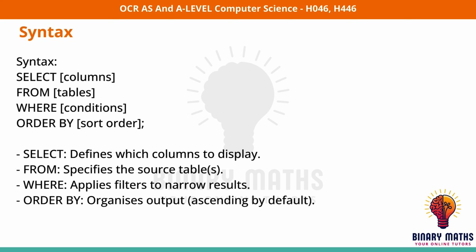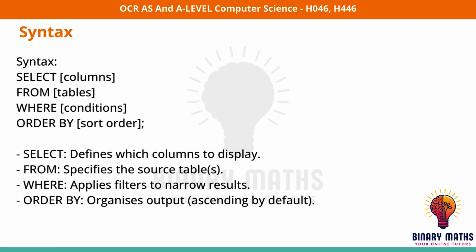FROM, this specifies the table where the data is stored. Think of it as telling the database, hey, go look in this table. The WHERE, this is where you add conditions to filter the data. For example, you might only want products that cost less than £10. The ORDER BY, this lets you sort the results. By default, it sorts in ascending order, but you can change it to descending if you want.